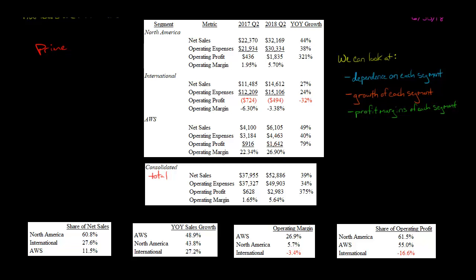By the way, in case you're wondering, how is it that we have 61% for North America in the share of the operating profit, but 55% for Amazon Web Services? That adds up to more than 100%. The reason is we've actually got a negative share when we think about Amazon International, because they, again, lost money.